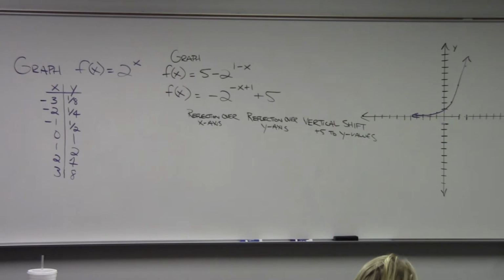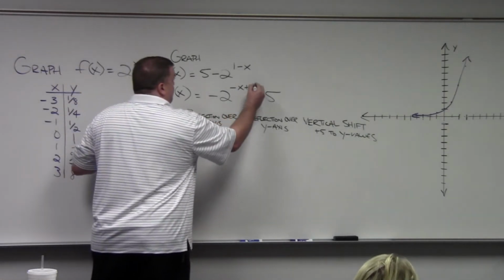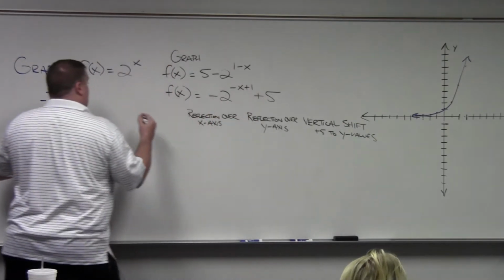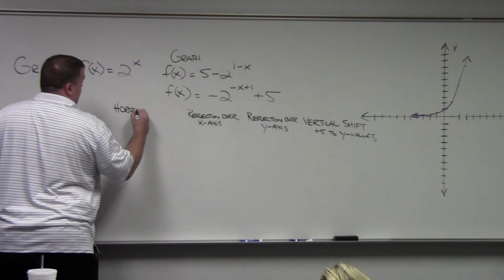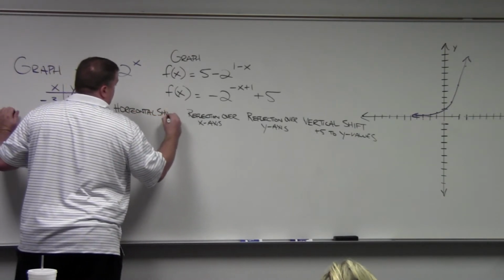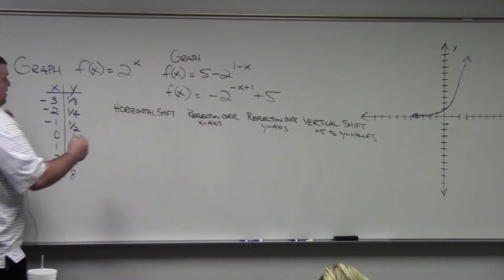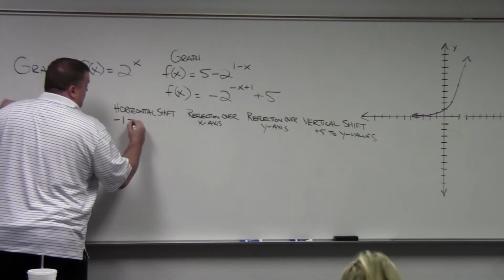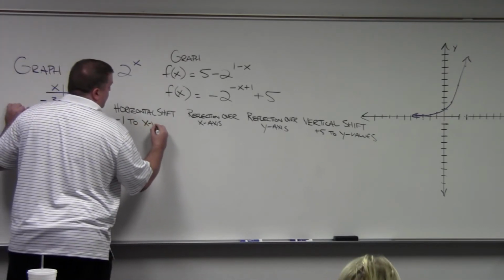What else is going on? Subtract 1 to the x value? Yes. We also have a horizontal shift. This plus 1, so that's a horizontal shift. And for horizontal shifts, we take the opposite of that number. So minus 1 to our x values.